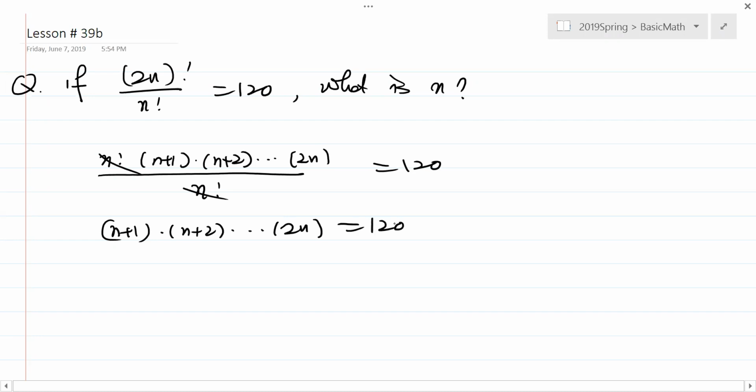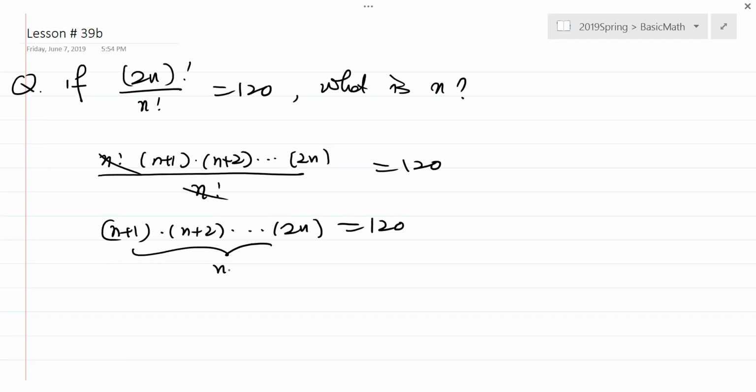Now you don't know how many terms there are. Oh, you know that: that's n terms. So it's a product of n terms, and it's going to be 120. So this is a higher-order, nonlinear equation, and you have to have some tricks to solve it. You cannot just solve for n. We have never learned that. We learned how to solve quadratic equations and linear equations.